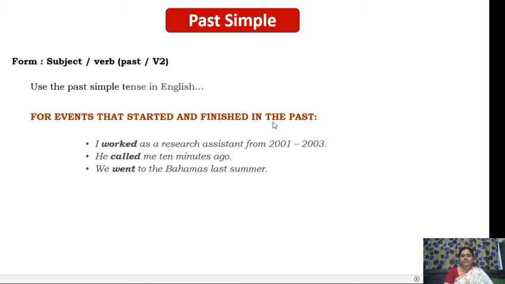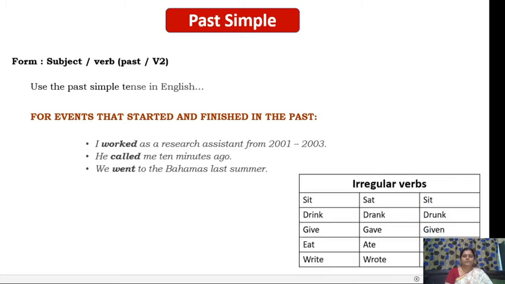So, "I worked as a research assistant from 2001 to 2003." It was all in the past, so we refer to that in simple past tense. "He called me 10 minutes ago." Ten minutes ago is a past time reference, and so we put this in simple past tense. "We went to the Bahamas last summer." Last summer is also a past time indicator. We put it in simple past tense.